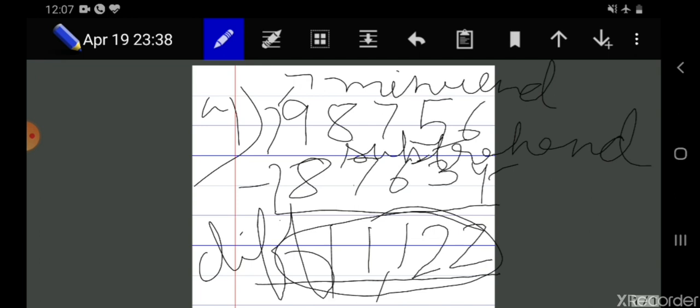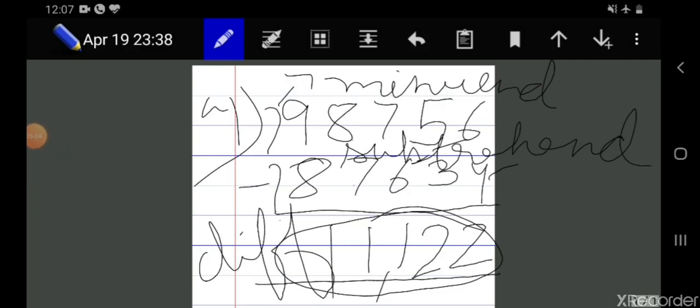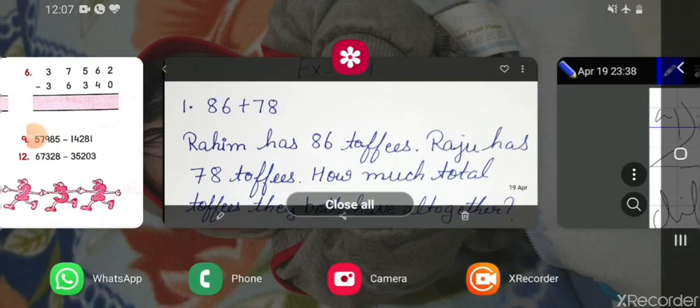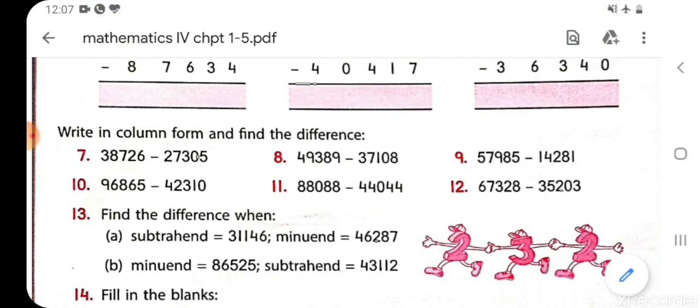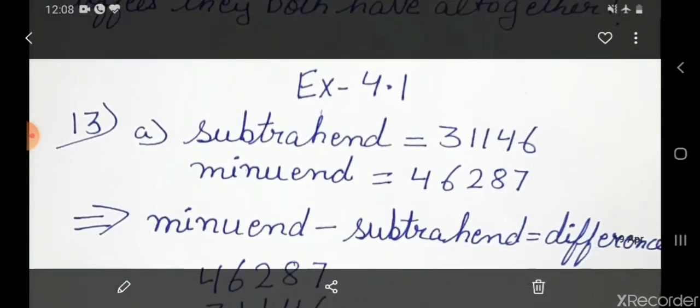Okay, and the number which comes after we subtract both the numbers is called the difference. The answer that comes is called the difference. Okay, so let's just start. In question number 13 A part, the subtrahend is given 31,146 and the minuend is given 46,287. So here we have to find out the difference. I'll show you how you will do these sums.